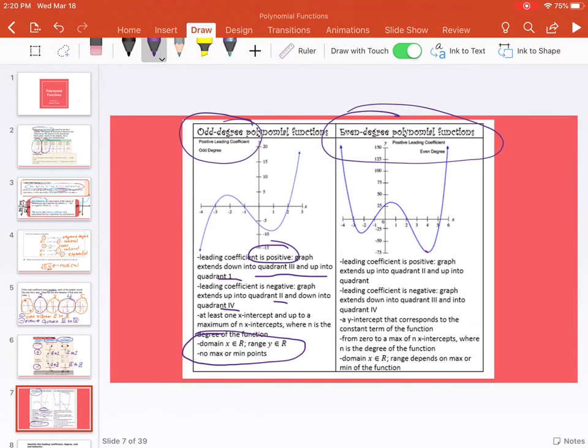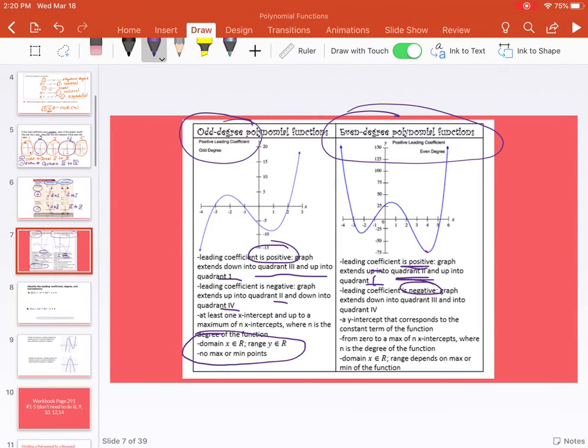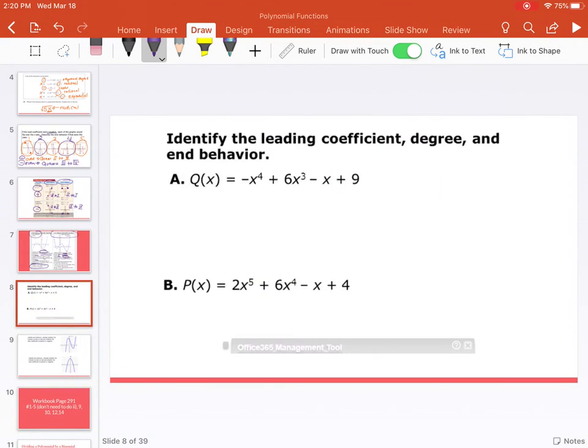Even degree polynomial functions: when your leading coefficient is positive, the end behavior is, and this doesn't say it, but it's going to be 2 to 1. When you have a negative leading coefficient, that end behavior will be 3 to 4. All right, so here are some questions for us to look at.